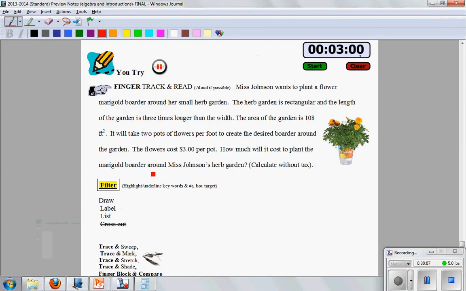All right, let's see how far you got. You should have finger tracked in red, which means your finger should have been on the paper. Then you should have filtered, and filtering should look something like this.